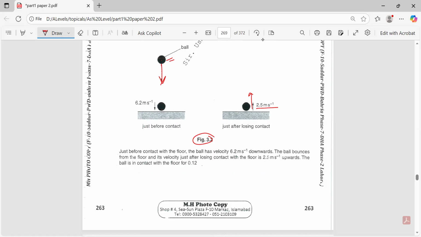So just before contact with the floor, the ball has a velocity of 6.2 and the ball bounces from the floor and its velocity just after losing contact with the floor is 2.5 upwards. The ball is in contact with the floor for 0.12 seconds.